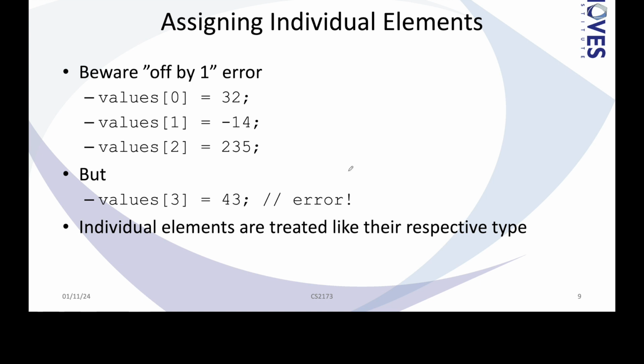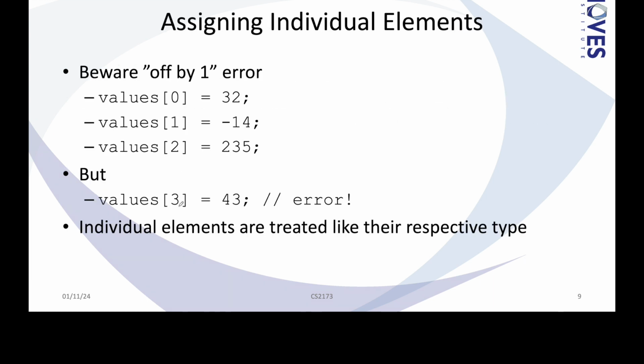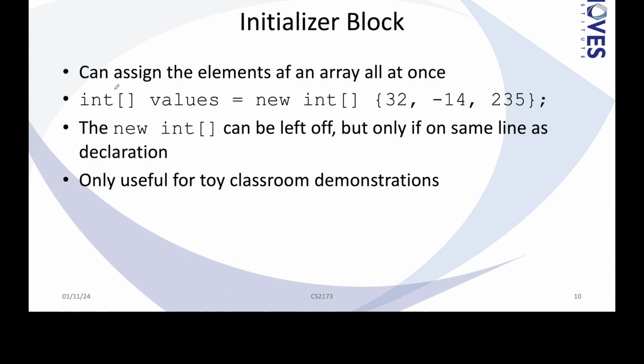Okay, so assigning individual elements, we do that by referring to the index, and then the off by 1 error. So here, an array of length 3. If I try to do values of 3, then we're going to get an error. So the individual elements now, this is a primitive int.